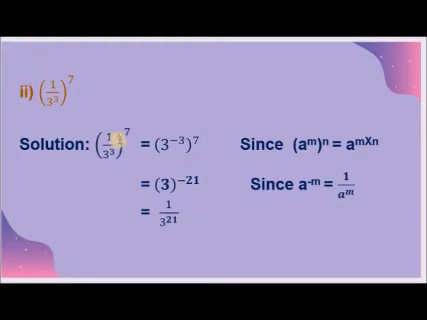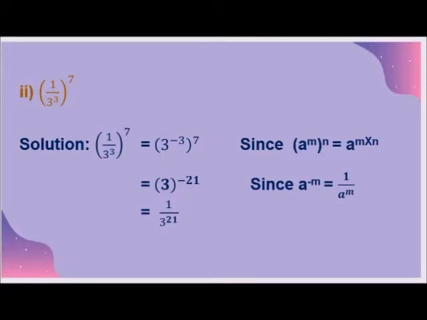Then next part is 1 upon 3 raised to the power 3 to the whole power 7. So 1 upon 3 raised to the power 3 we can write it as 3 raised to the power minus 3 to the whole power 7, and now we can use the identity a raised to the power m to the whole power n is equal to a raised to the power m into n. So these will multiply, 7 3s are 21, and minus 3 times 7 gives minus 21, so this becomes 3 raised to the power minus 21, and this we can write as 1 upon 3 raised to the power 21 using the law a raised to the power minus m is equal to 1 upon a raised to the power m.